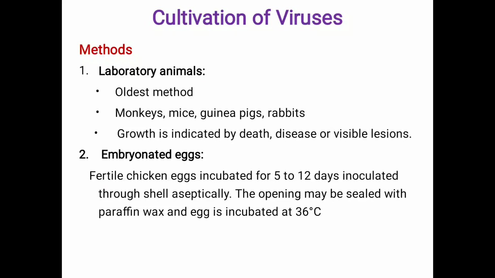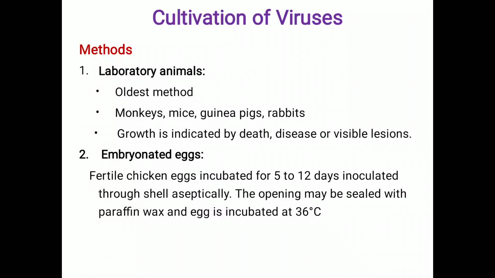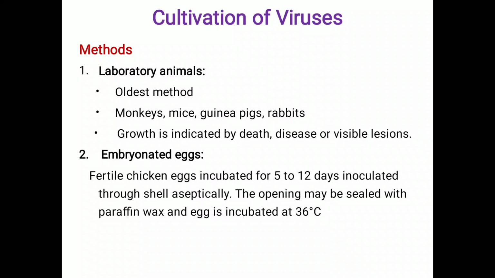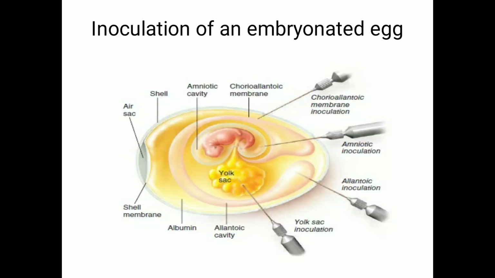Embryonated eggs means fertile chicken eggs can be used for this purpose, because eggs offer various sites for inoculation of the viruses. Fertile chicken eggs are incubated for 5 to 12 days, and can be inoculated through the shell aseptically. See, this is the structure of the egg. The outermost part of the egg, which is tough, is called the shell, and there are pores on the shell. So with the help of a needle, we can directly insert the viral suspension at various sites within the egg.